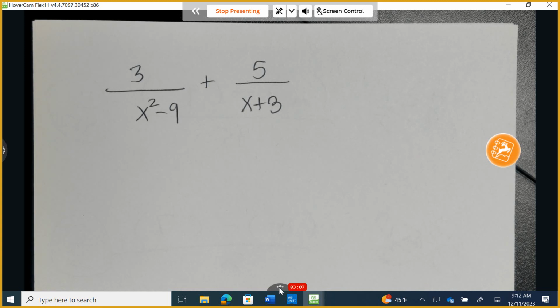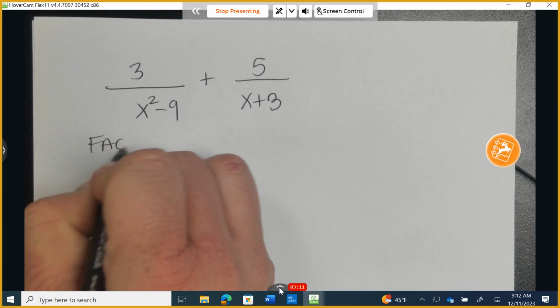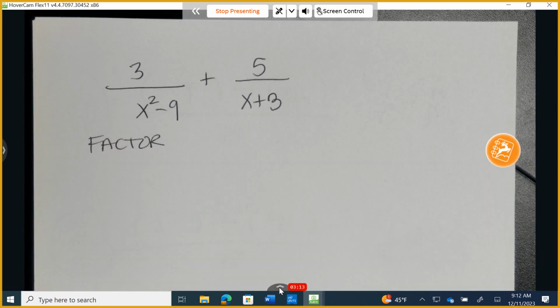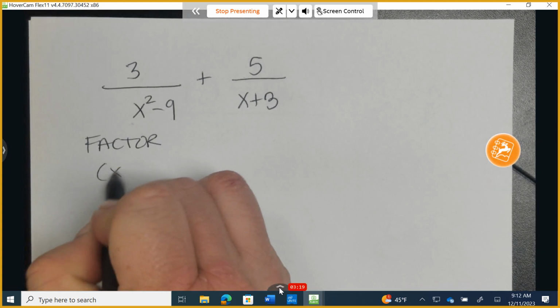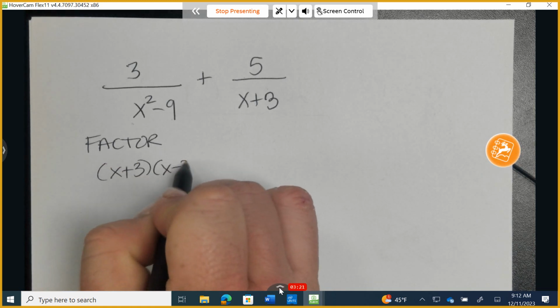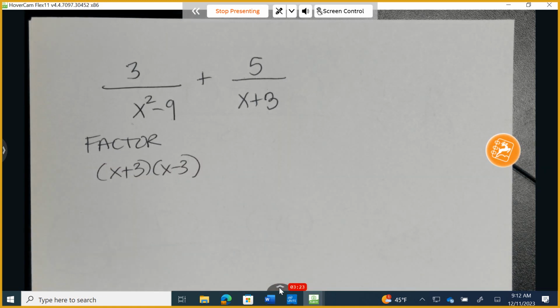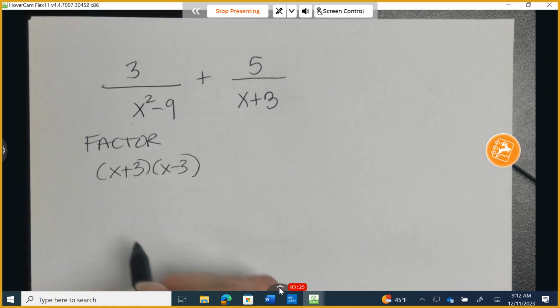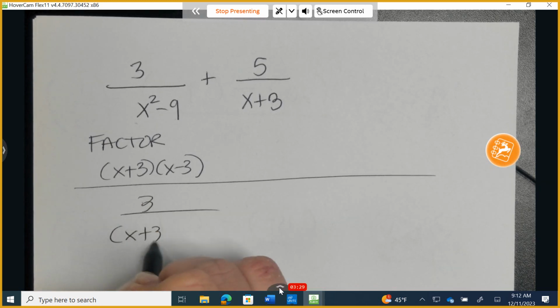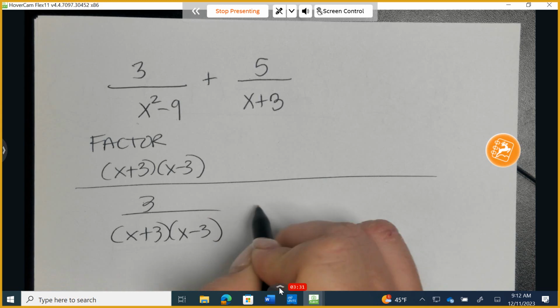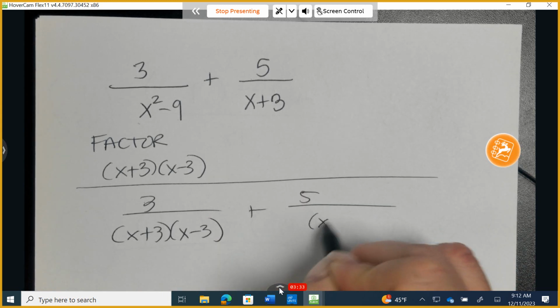All right, how do we go about doing this problem? So for this problem, the first thing we need to do is look in the denominators and ask ourselves, can we factor? So we're not going to jump right into doing the butterfly method. I recognize that x squared minus 9 factors into x plus 3 and x minus 3. So I'm going to rewrite this expression: 3 over x plus 3 and x minus 3, plus 5 over x plus 3.